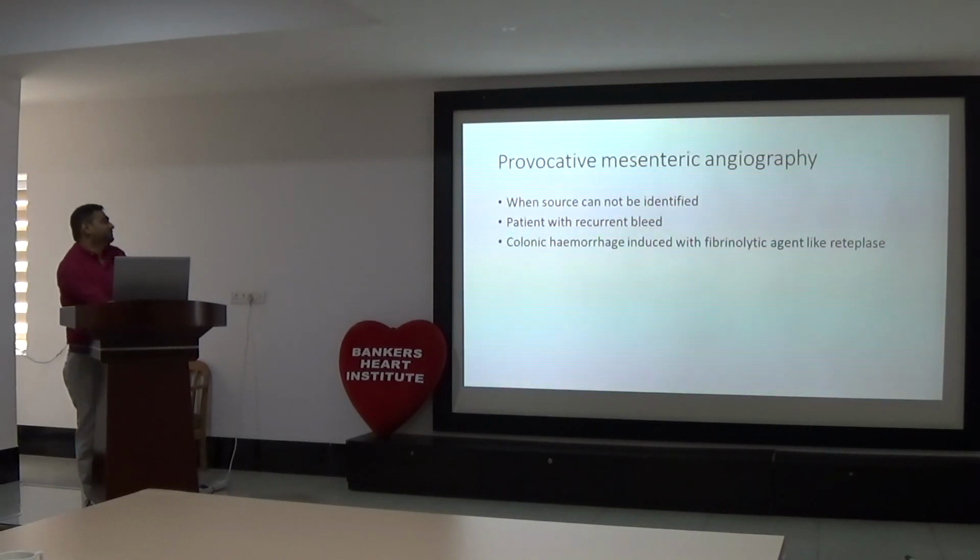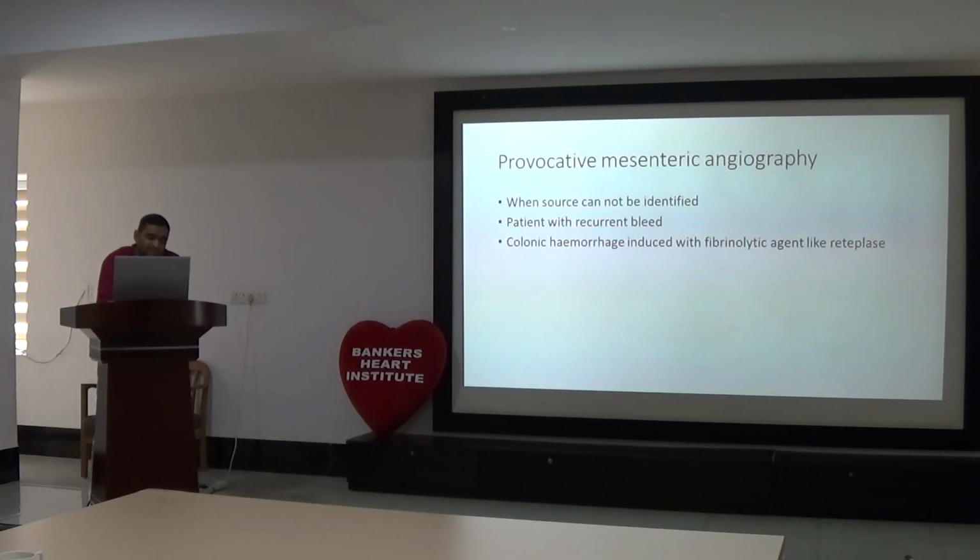Sometimes in some centers they use provocative mesenteric angiography. This is nothing but an induced hemorrhage. So when the bleeding has stopped, but it is a recurrent bleeding, if we investigate at the time when there is no bleeding, we will not find any cause. So in this, they will induce the hemorrhage with a fibrinolytic agent like reteplase, and at the same time angiography will be done to identify the source of the bleeding.